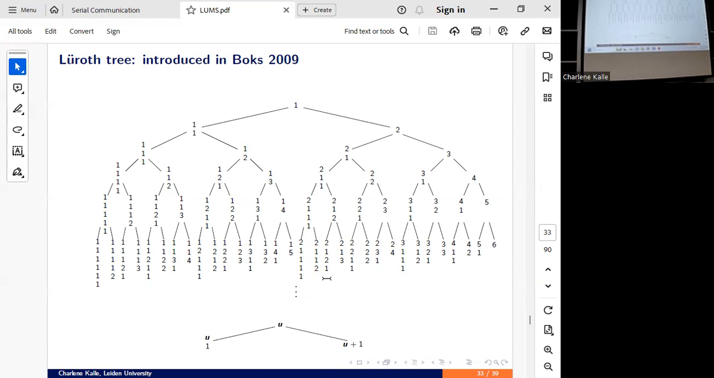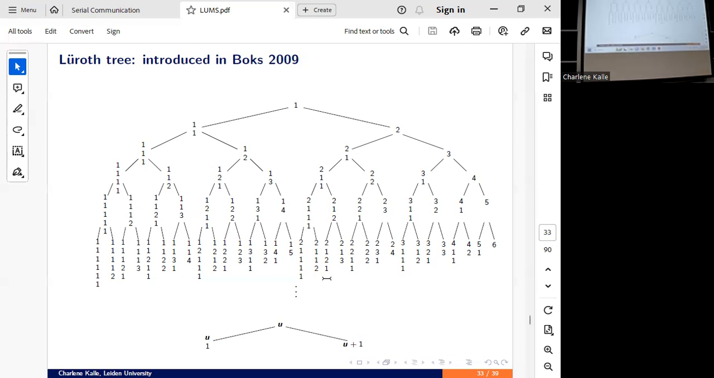So what happens is we start with 1, then we have 1, 1, 2, 1. So if you go to the left, you append a 1 at the end, that's here. So if you go to the left, you append a 1, and if you go to the right, you add 1 to the last digit. So this is 2. If we go to the left, it becomes 2, 1, but if you go to the right, it becomes 3. And also here, 1, 3.